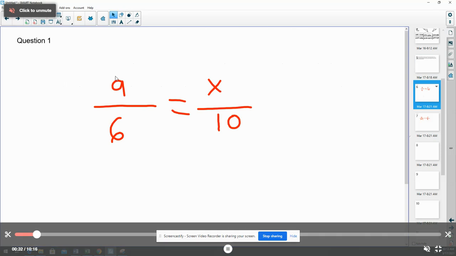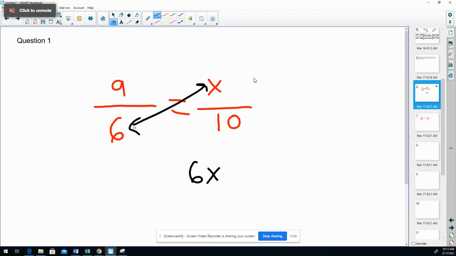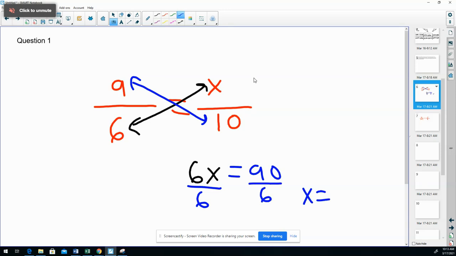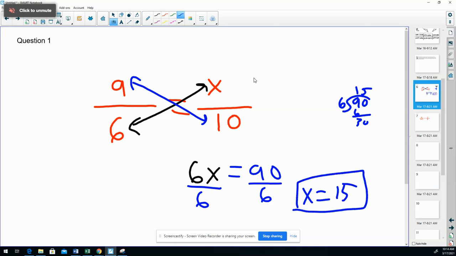Question 1. It's going to be very similar. We have a proportion here. We're going to cross multiply. 6 times x is 6x equals 9 times 10, which is 90. Divide both sides by 6. And x equals... not sure. So we're going to divide, 15. Okay, or you can use a calculator too.